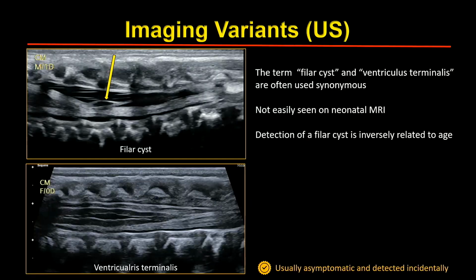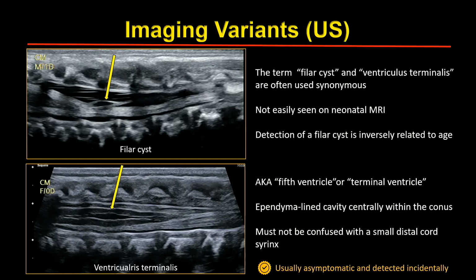A filar cyst appears as an oblong lucency, as seen here, along the proximal aspect of the filum. For some reason, maybe because of slice thickness, it's very difficult to visualize on neonatal MRI. It's primarily seen in the neonatal period, so if you scan after 2 or 3 months of age, the chances that you'll find a filar cyst are less likely. Moving on to ventriculus terminalis, also known as the fifth ventricle or terminal ventricle: this is an ependymal-lined cavity within the conus communicating with the central cord. This is also an incidental finding. However, it can be confused with a distal cord syrinx.